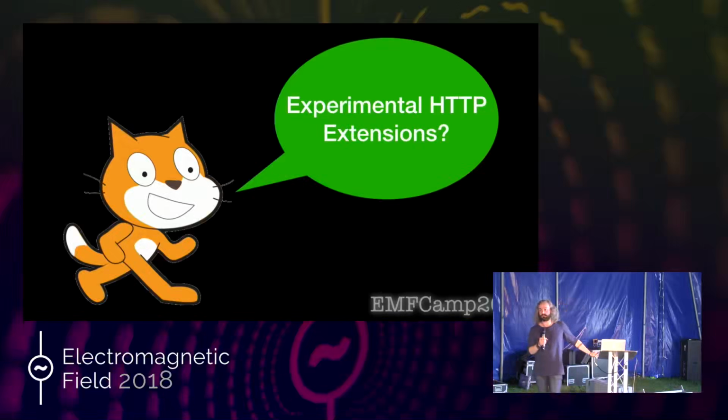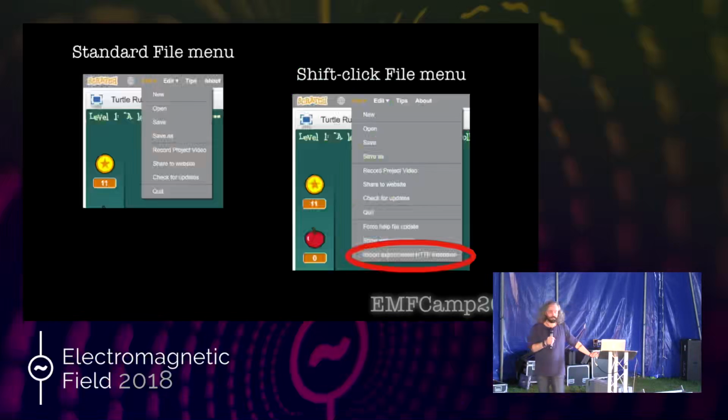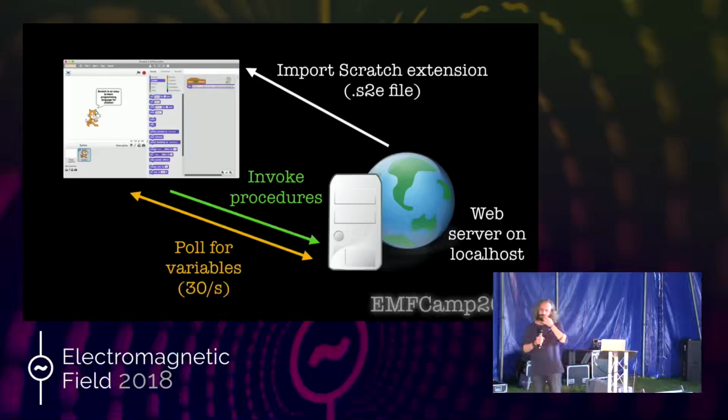So I mentioned experimental HTTP extensions. So don't worry about the word experimental, it does actually work. The way you get access to that, on the offline version, normally you would click File to get to the File menu. If you shift click it, you get this super secret File menu, which includes, among other things, import experimental HTTP extension. Now, it's not a widely documented API, but it is documented, you can get to it. The way it works is you end up running a web server on your local machine on a particular port. It has to be on your local machine, it can't be across the network.